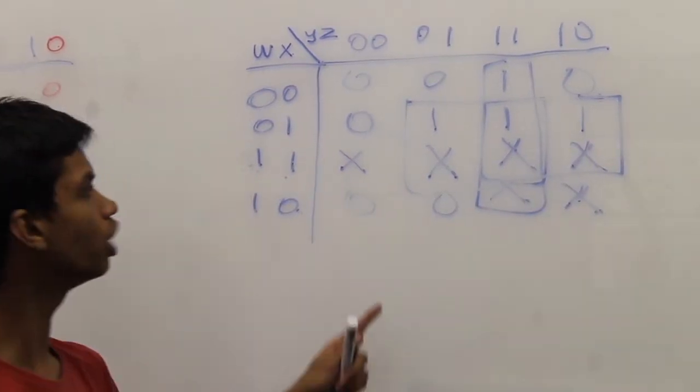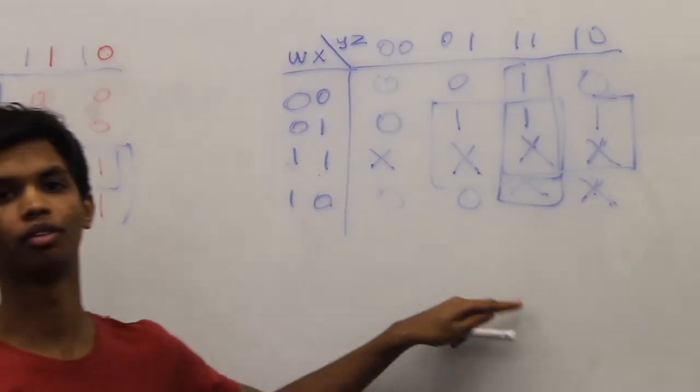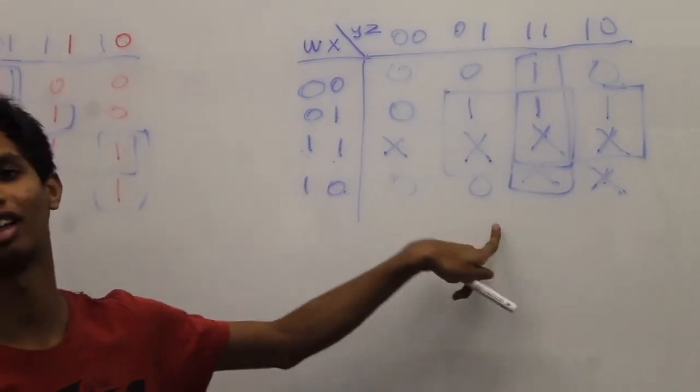Now in this question we only have 3 groups, this will help us to find the simplified Boolean expression. How to simplify K-maps.